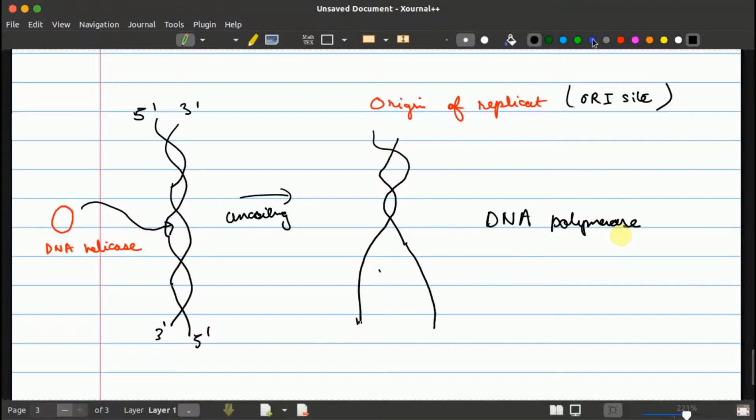So what DNA polymerase does is that the enzyme helicase has led to uncoiling of one end, causing this fork. This fork is called the replication fork. In the replication fork, the DNA polymerase would come and start making DNA strands here. Now this is 3 prime, 3 prime and 5 prime.